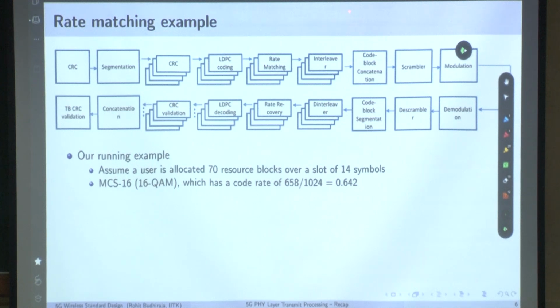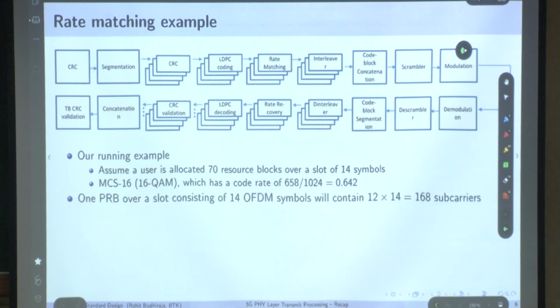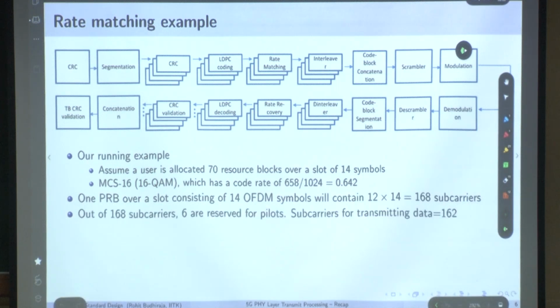How do you derive it? That's where rate matching comes into the picture. Rate matching matches the rate the LDPC encoder is generating to the one asked by the user. And how does it do that? For that you will have to go through how many resources are assigned to this user. It's basically one PRB consisting of 14 symbols, which has 168 subcarriers or resource elements. 6 out of 168 are reserved for pilots, and the rest are used for transmitting data, 162.